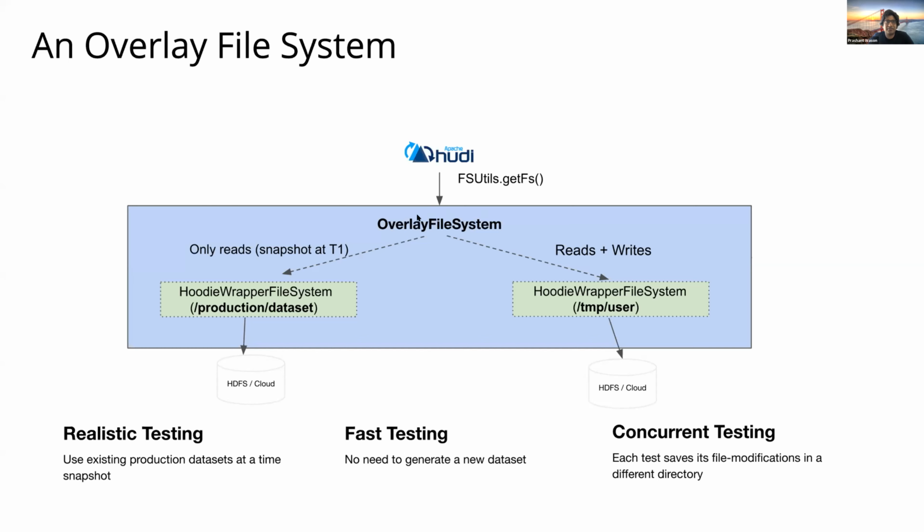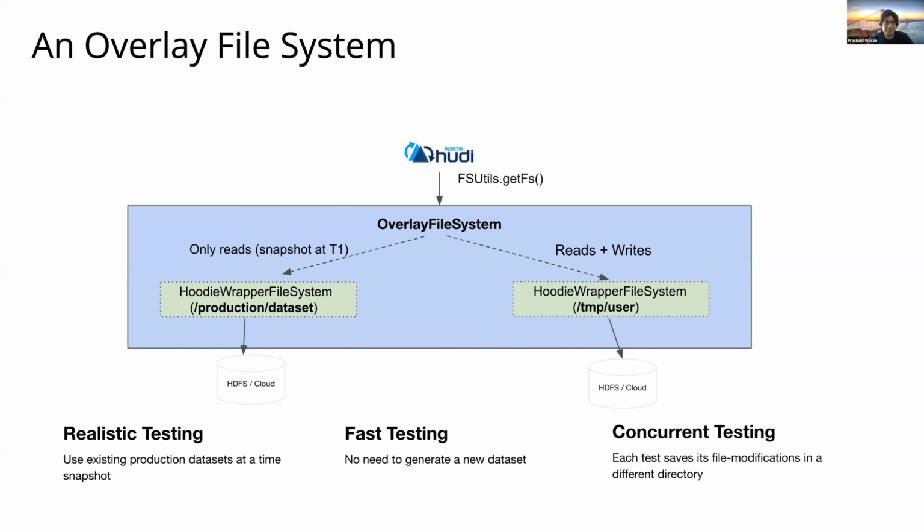So in this case, we have an overlay file system which we have created, and this file system uses the actual production data sets in a read-only fashion and snapshotted at a particular time. And it also has access to a temporary location where it performs all the writes and the modifications as required. And to the rest of the Hudi code base, this looks like a normal Hudi wrapper file system kind of implementation. And the Hudi code base is unaware that underneath we are using this overlay file system.